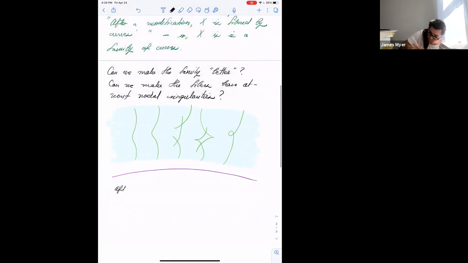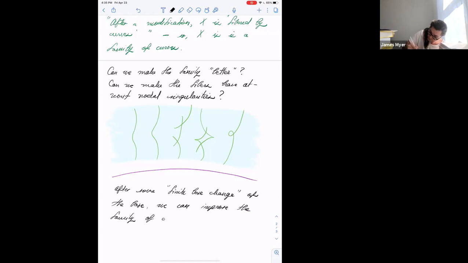So after some sort of finite base change, some sort of cover of the base, not literally, but kind of, we can improve the family of curves to have fibers with at worst nodal singularities.